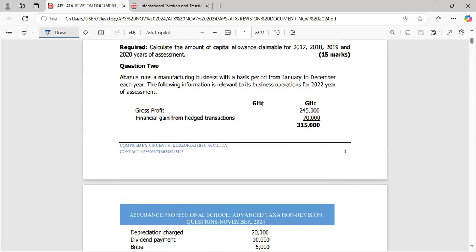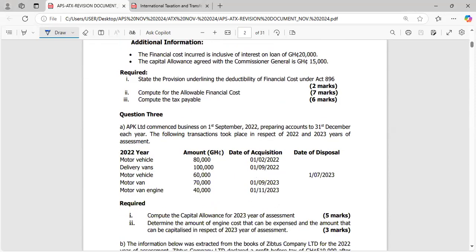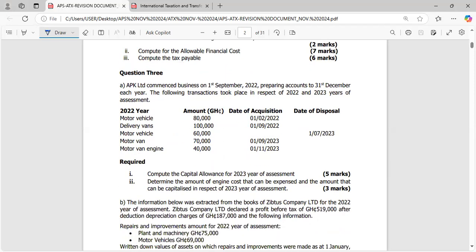Question 3. Concentrate. Is it the one on APK Limited? Yes, APK Limited. Okay. So your concern is that in the solution there, we've deducted what value two times? The 60% on the disposal, the 60,000 and the 60,000. Yes, this value. We have deducted it two times. Can somebody also confirm that?